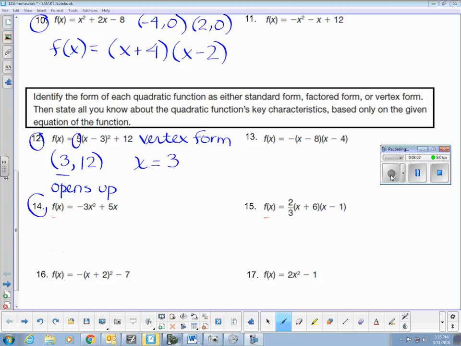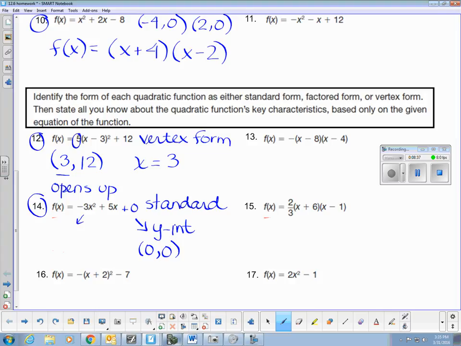Number 14 is in standard form. And what I notice in this particular problem is missing my value of c. So I'm going to go ahead and put that in because it may help me to identify some key characteristics. For example, this value right here tells me the y-intercept. And since there was no value at the end of this function, then I'm going to say my y-intercept is at 0, comma 0. And again, my a value here tells me that this parabola opens down.